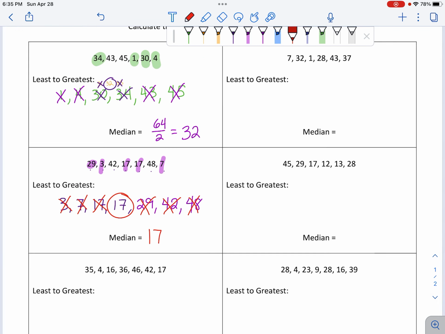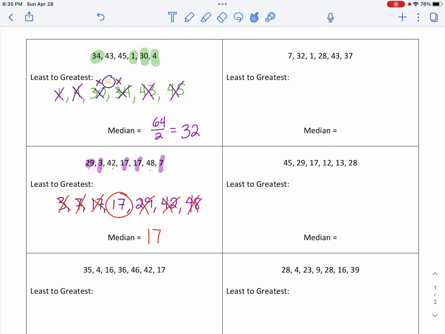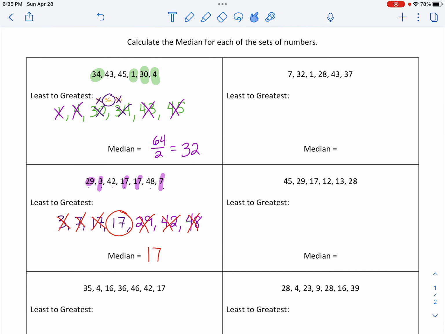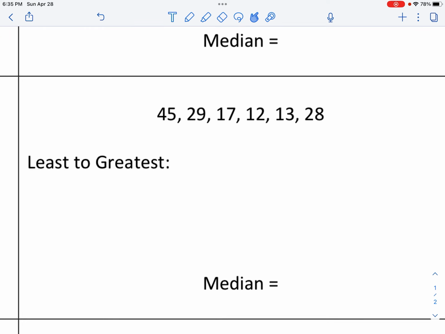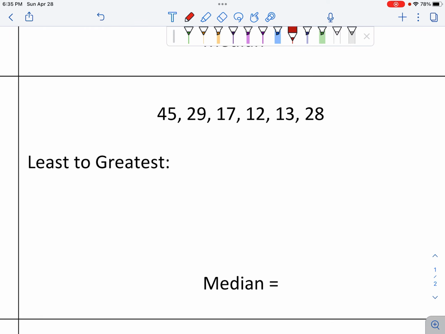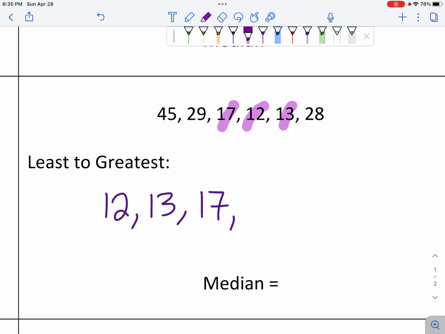Okay, one more time with an even number of numbers so we can figure out exactly what to do here. So we can find a good one. Let's try this one. Writing them out from least to greatest. So 12. Then there's a 13 that I can see. Then there's 17. Then there's 28, 29, and 45. And a quick double check that I have all of them.